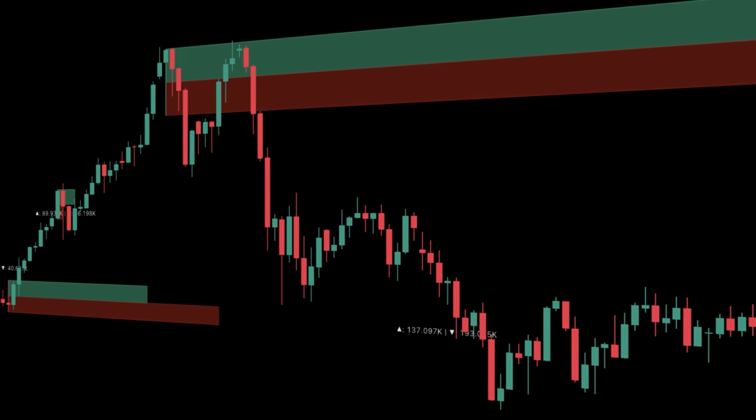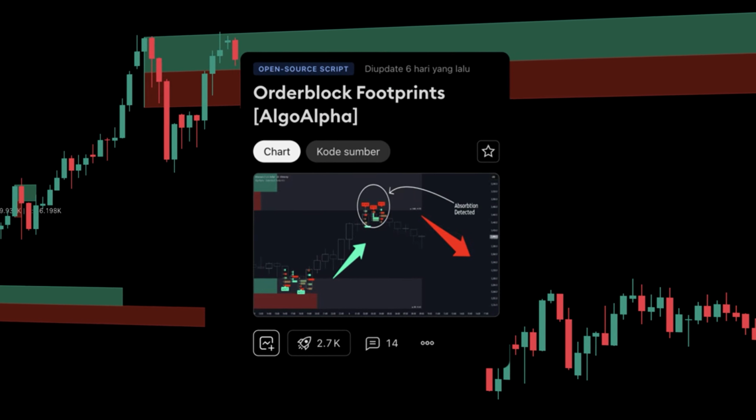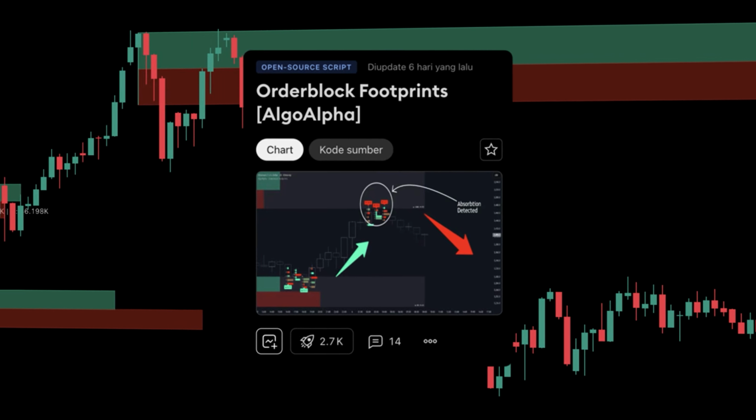This is still a context tool, not a magic entry button. Use it to see which order blocks actually matter and what's really happening when price comes back home.